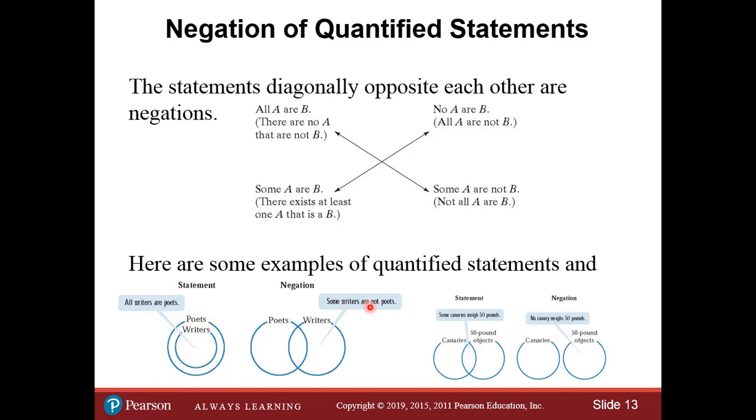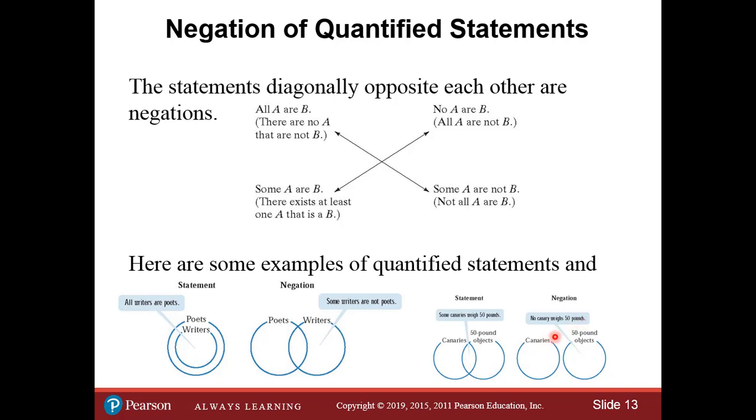If I say some writers are not poets, then I'm going to have two overlapping circles where some of the writers are outside the circle of poets, which means some writers are not poets. Or in other words, I could have two overlapping circles, and I'm interested in the middle piece where there's a little bit of overlap, which means some canaries weigh 50 pounds. So there exists at least one canary in here that weighs 50 pounds because there's an overlap. So we represent that with this overlap, the intersection.